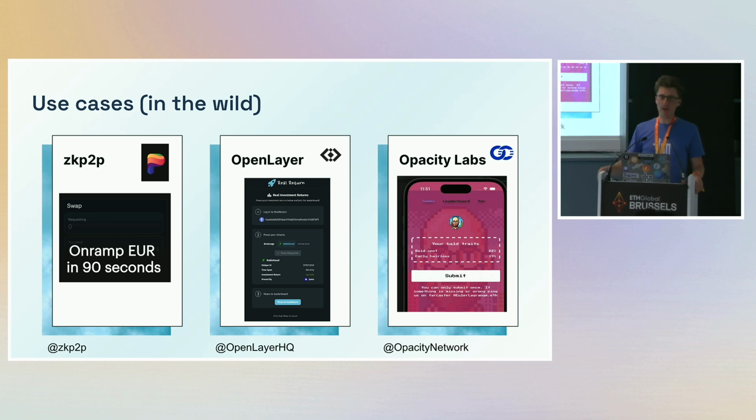So it's already used in the wild. ZKP2P did a hackathon in India where they prototyped this. It's now available online. OpenLayer did a hackathon in New York where they built this bragging website where you could prove your GameStop wins or losses, which is nice. And Opacity Labs made something with data from 23andMe where you could prove your Neanderthal index or your inclination towards baldness.